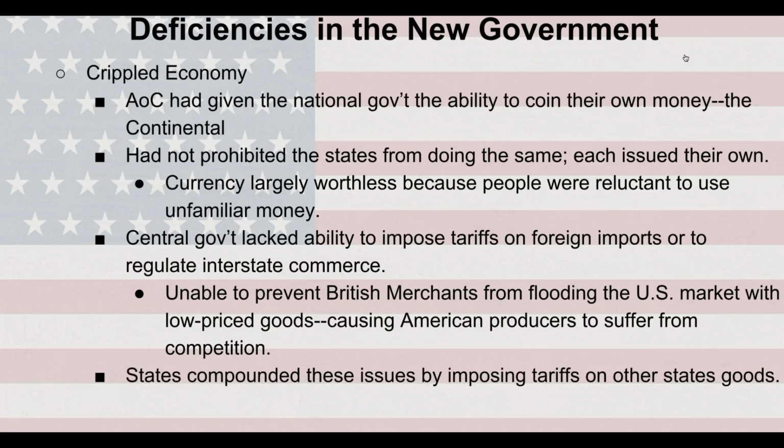States are going to compound these issues by imposing tariffs on other states' goods. So not only do you have the market being flooded with British goods, British merchant goods, sort of unchecked by the national government, states are going to want their individuals in their states to purchase things from them, and so they're going to impose tariffs on any imports from their neighbors, their own state neighbors.